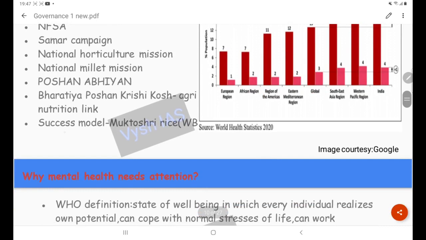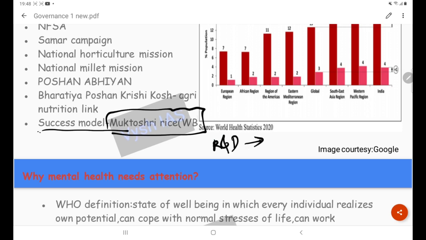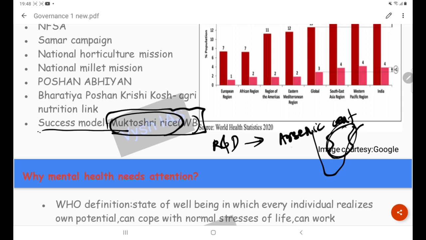Here another example would be, you can quote some success model. This is an example of the need for research and development in nutrition. Here is a rice variety, Muktoshri rice. It is a rice variety developed in West Bengal, and it is arsenic resistant. See, arsenic contamination is becoming a major health concern in India, especially in the eastern parts of India. It has a very bad effect. So to counter this, we have to invest in R&D, and so we have developed this Muktoshri rice. Like this, there are many other success models also. You can try incorporating them here.